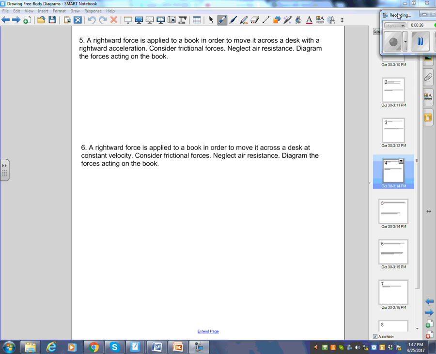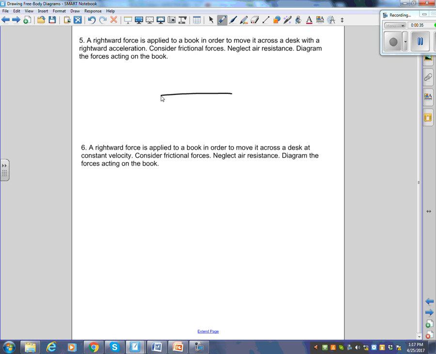So let's begin. A rightward force is applied to a book in order to move it across a desk with a rightward acceleration. Consider friction, neglect air resistance, diagram the forces acting on the book. So we are on a desk, and I traditionally draw that. And all of these things are likely happening on Earth. So we'll do that. And if it's on a surface, that means we've got what? A normal force. And it's a rightward force that's applied.